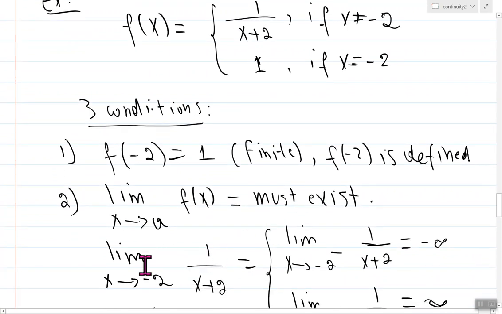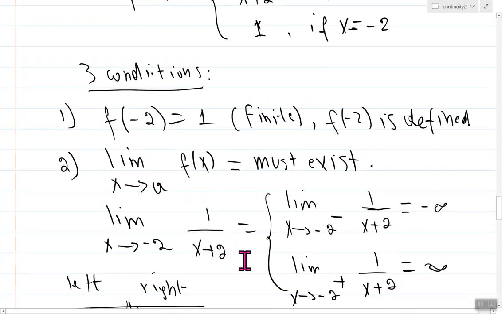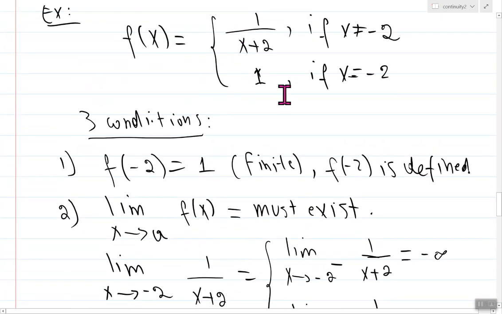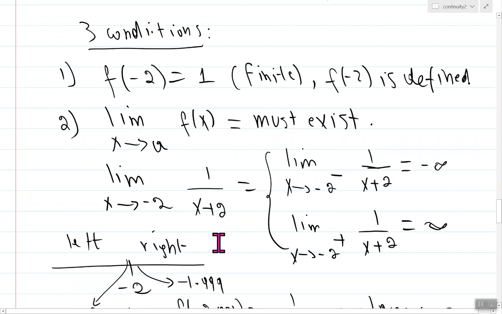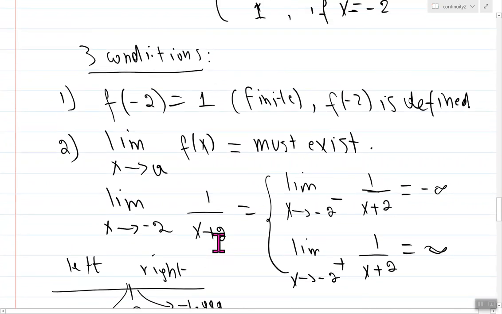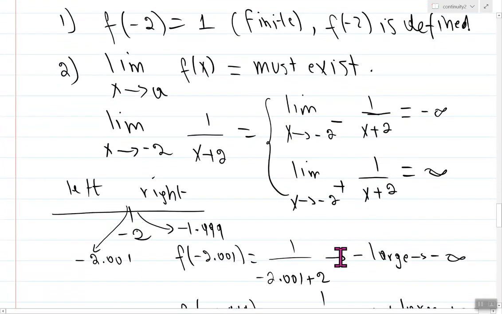So the limit as x approaches negative 2 of 1 over x plus 2. Again, since this is a piecewise function, we can split this. When x approaches negative 2 from the left, the function is approaching negative infinity. When x approaches negative 2 from the right, the function is approaching infinity.